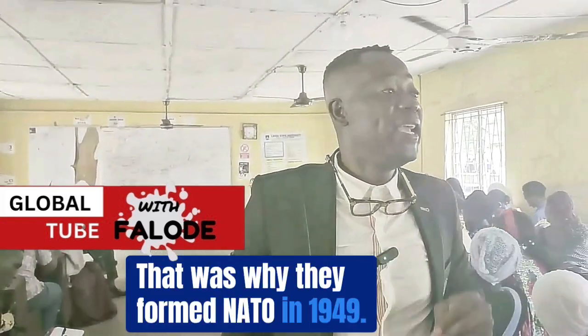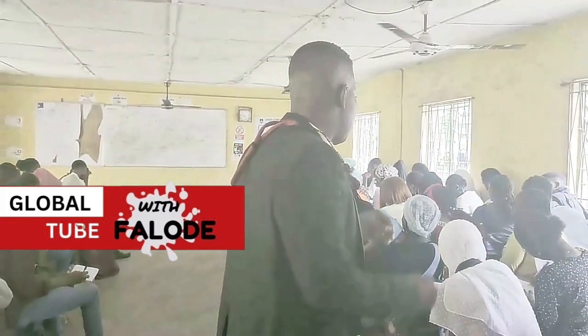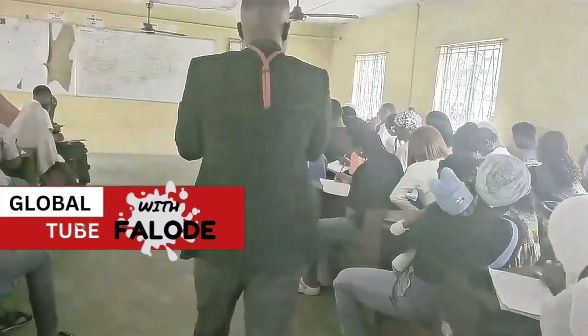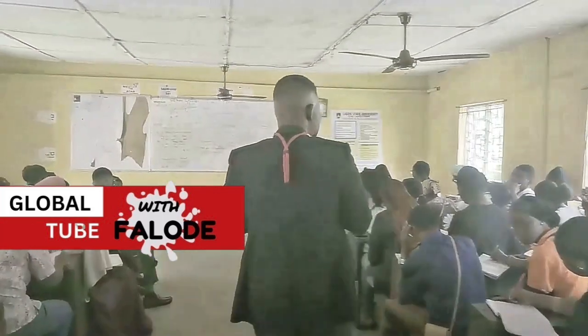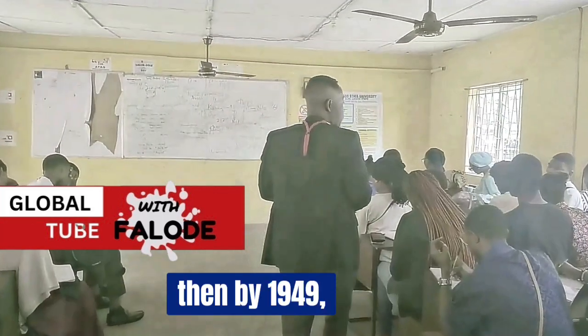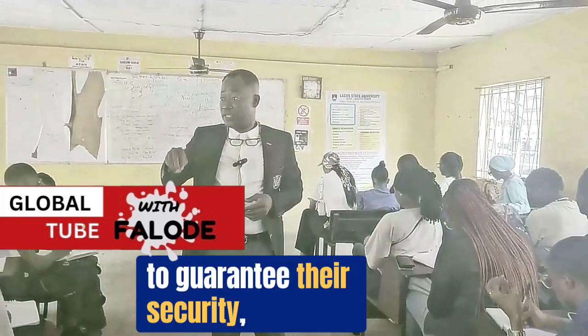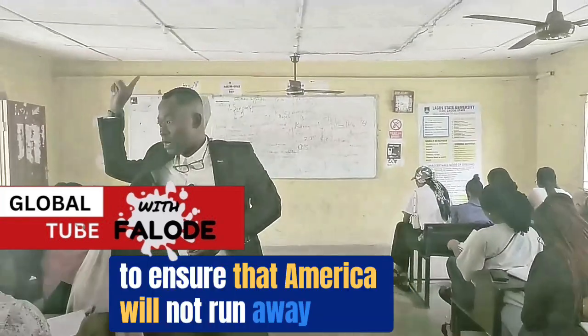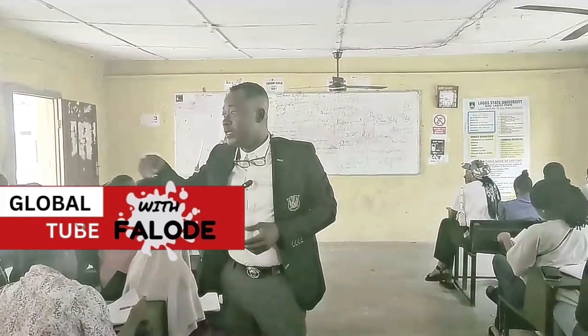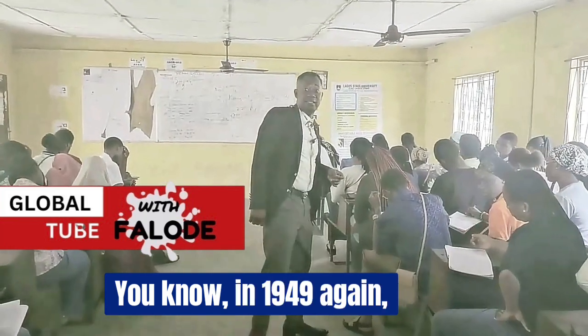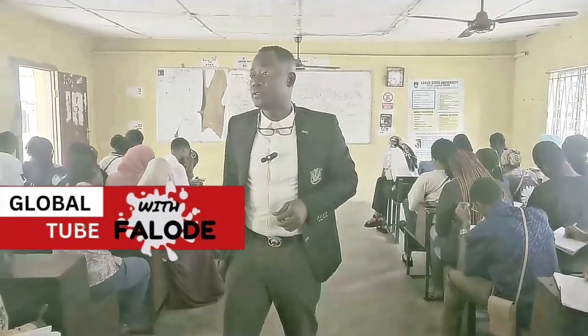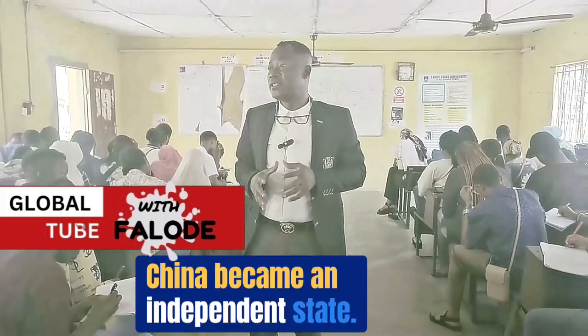Simple. That was why they formed NATO in 1949. So the Berlin blockade came to an end in 1949. Then by 1949, to guarantee their security, to ensure that America will not run away like they did for the League of Nations. Also in 1949, China gained its independence. China became an independent state.